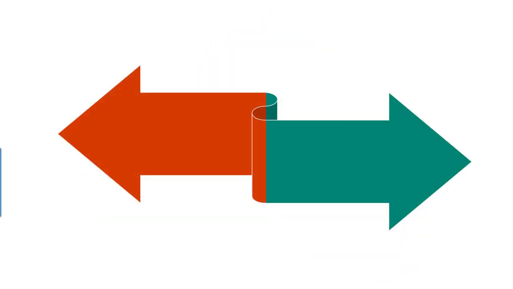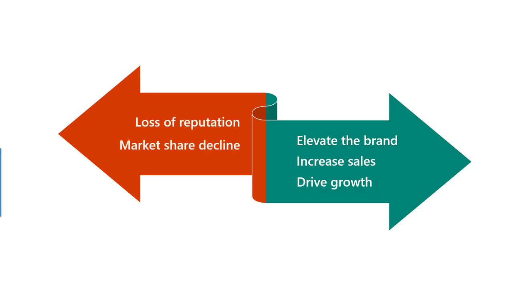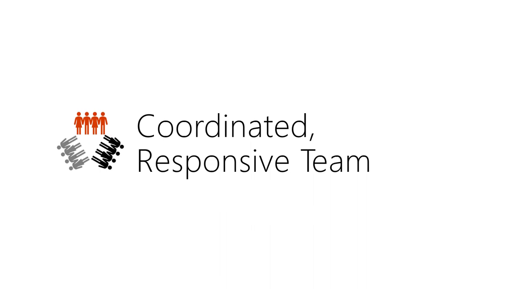Social media is a double-edged sword. If well done, social media can elevate your brand, increase sales, and drive growth. However, it can also be a PR disaster and affect your reputation as well as market share. Therefore, the team handling social marketing must be precise and fast in their actions.